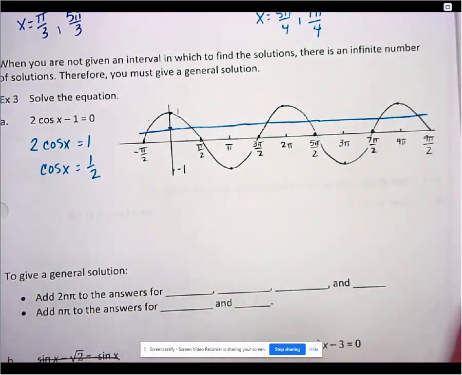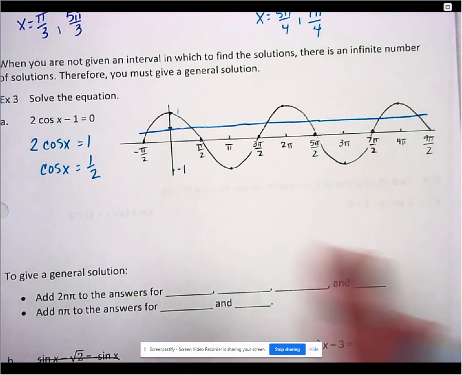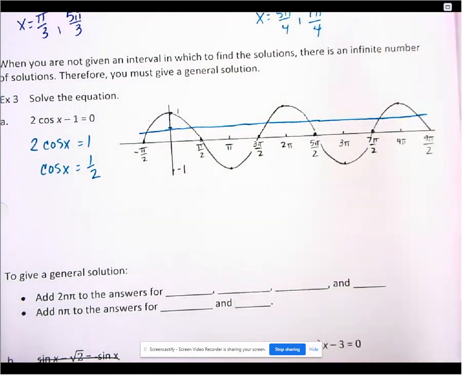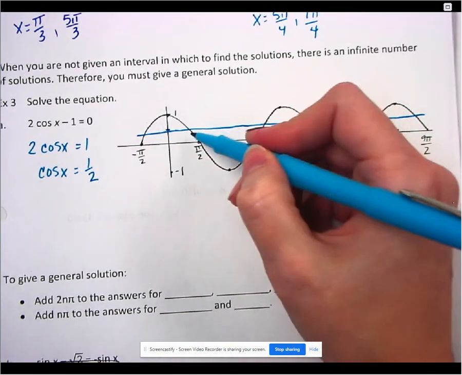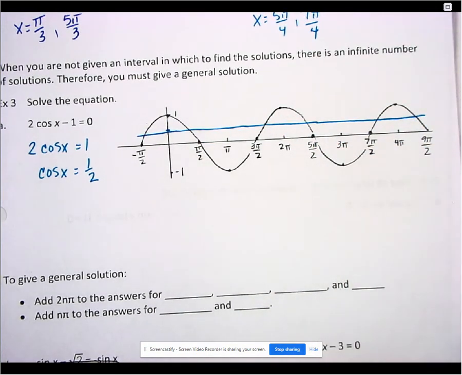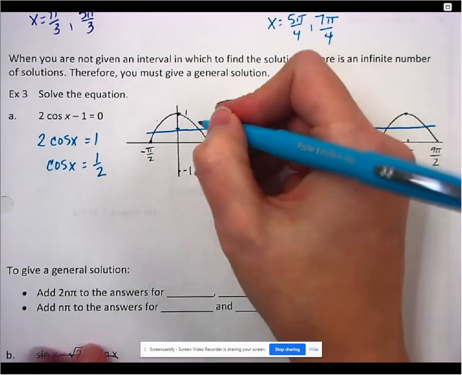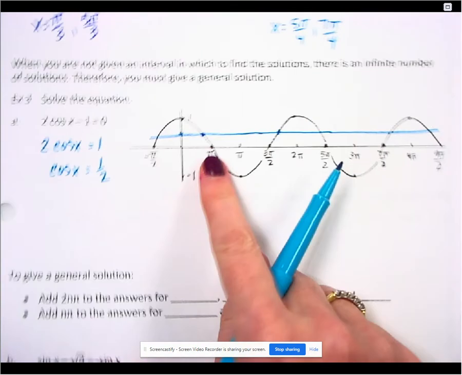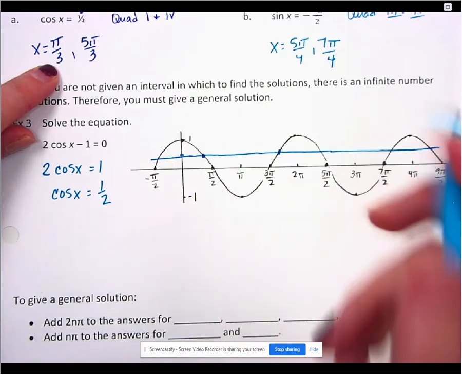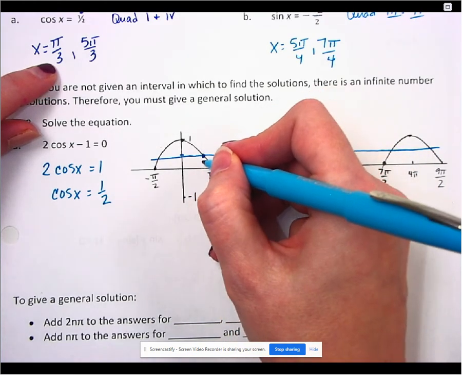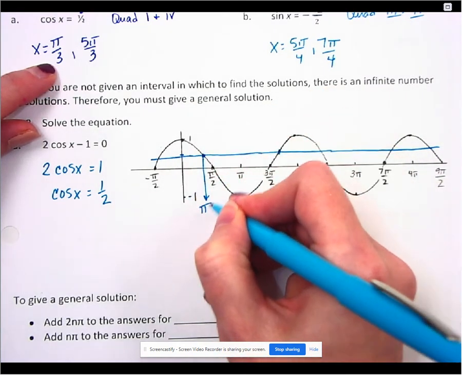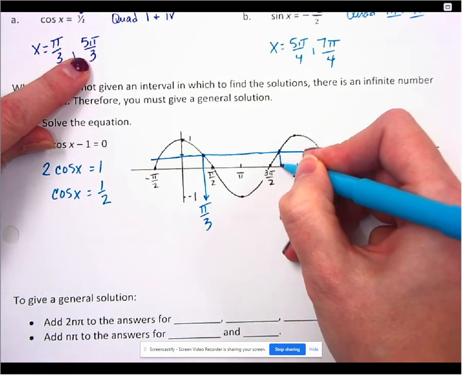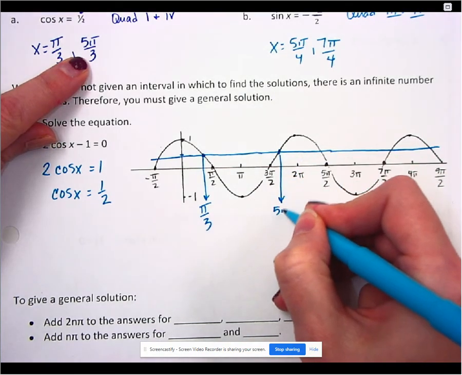So just in this, it's like 2.5 periods. We can see that there's 1, 2, 3, 4, 5, 6 solutions. And then it's just going to keep on repeating this over and over again. So I can guess what these two are. The ones that are between 0 and 2 pi is going to be what we just got. This one is going to be pi over 3. And then this one is going to be 5 pi over 3.